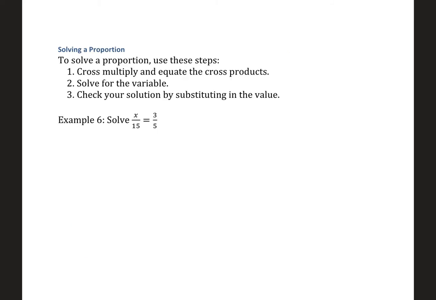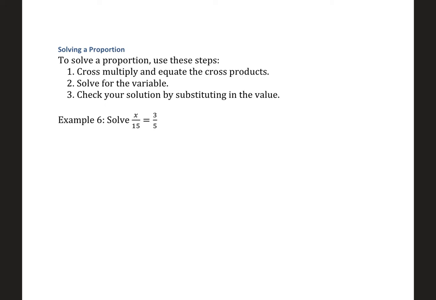Now we're going to look at solving proportions. Proportions that need solving are ones with a variable in one of the spaces. Typically, we'll use x. So to solve a proportion, we're going to follow these steps. One would be to cross multiply and equate the cross products like we did in our last example. Number 2 would be to solve for the variable normally. And then number 3 would be to check your solution by substituting in the value, and then you can try your cross multiplication again. This is just so we make sure that our answers are correct.